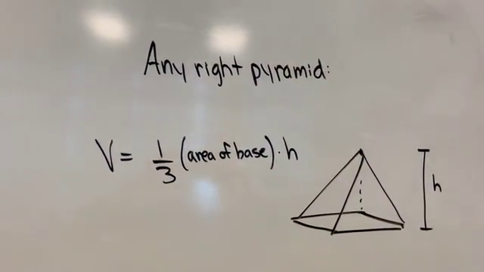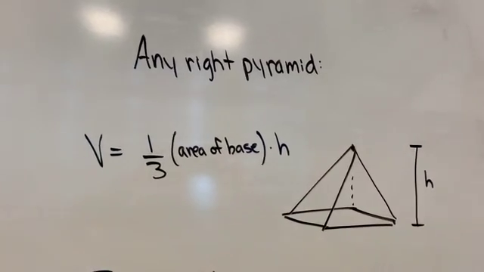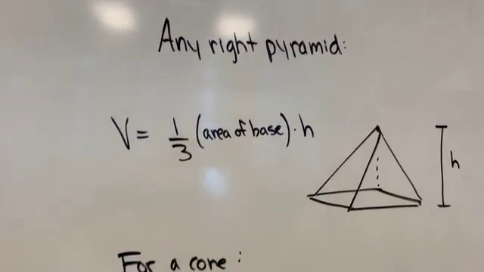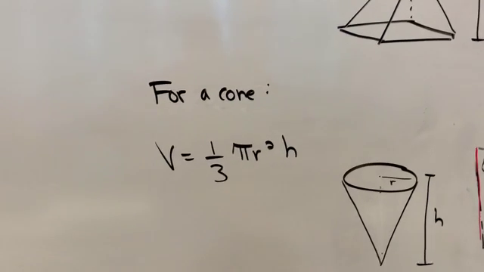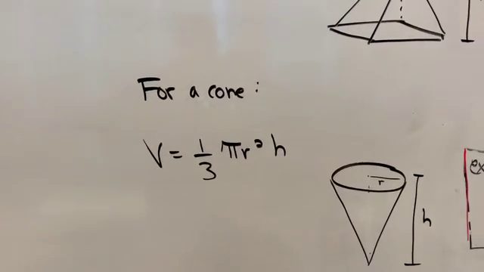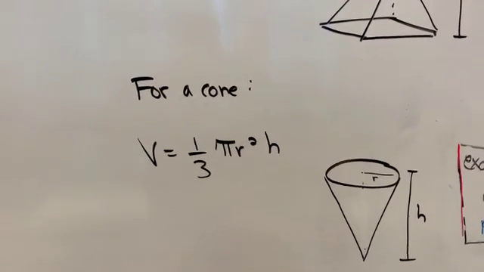So we still do the area of the base times the height, but we multiply by a third. That's true of pyramids, as well as for cones. You can think of a cone as a third of the volume of a cylinder of the same radius and height.